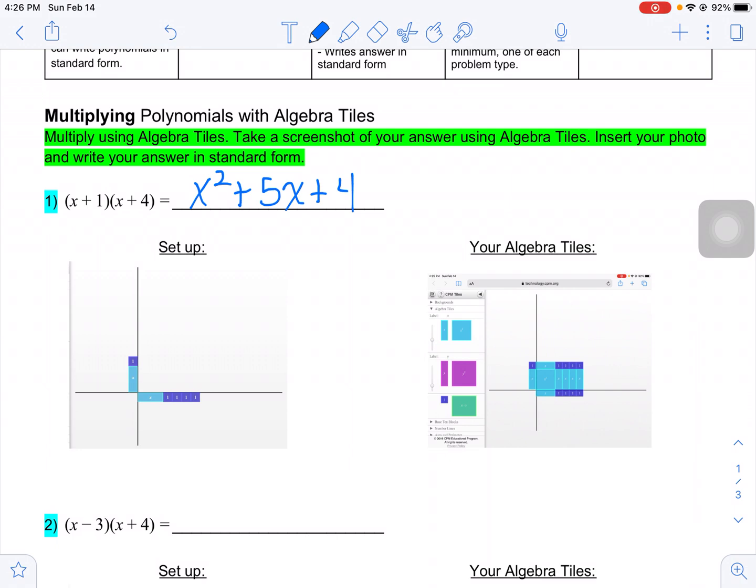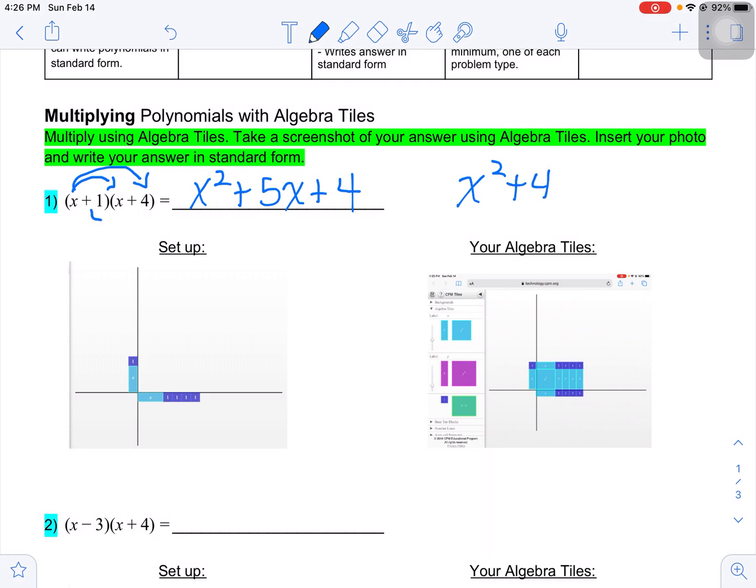Now, each time you do this with your algebra tiles, you should double check to see if it makes sense. Remember that when you're multiplying polynomials, you have to multiply each thing in the first polynomial times each thing in the second polynomial. So I'm going to do this algebraically as well. I'm going to take x times x. That gives me x squared. And then I'm going to take x times 4.